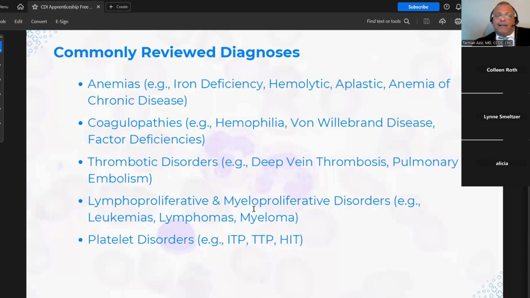And then the platelet disorders to round out the list. So platelet disorders, it matters which type. Is this an ITP, immune thrombocytopenic disease, or is this a TTP, a thrombotic thrombocytopenic purpural disease? Or yet again, do we have HIT, heparin-induced thrombocytopenia, which some people develop?